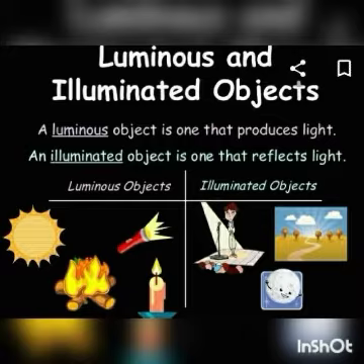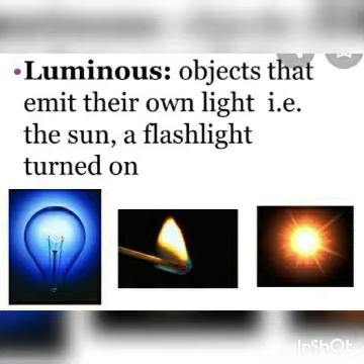Next we see about luminous and illuminated, that is non-luminous objects. A luminous object is one that produces light. An illuminated object is one that reflects light. So luminous means objects that emit their own light. For example, the sun, flashlight and torchlight can emit their own light. These are examples of luminous objects.